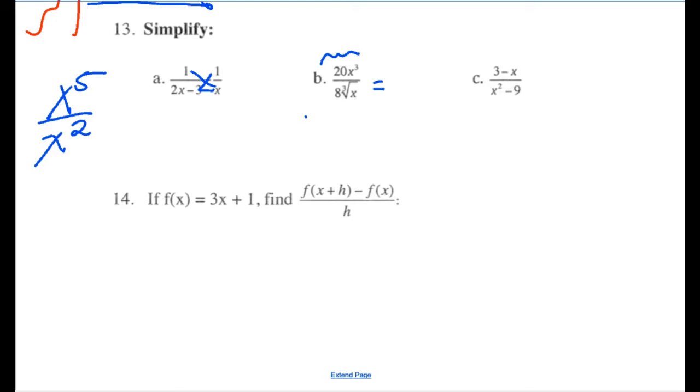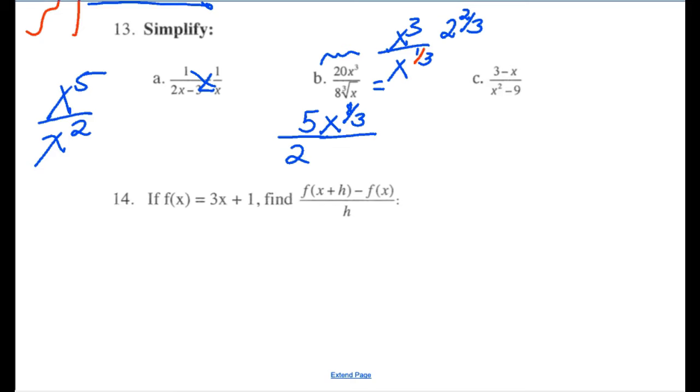Same theory over here. I reduced that fraction out front by dividing out a 4. And then I realized that on the top I have x to the 3rd, and on the bottom I have x to the 1/3. So I subtract those exponents, and 3 minus 1/3 is 2 and 2/3, which as an improper fraction is 8/3, and it's top heavy, so x to the 8/3 would be on the top of that fraction.